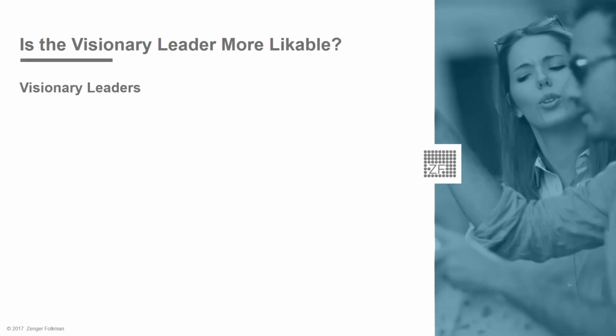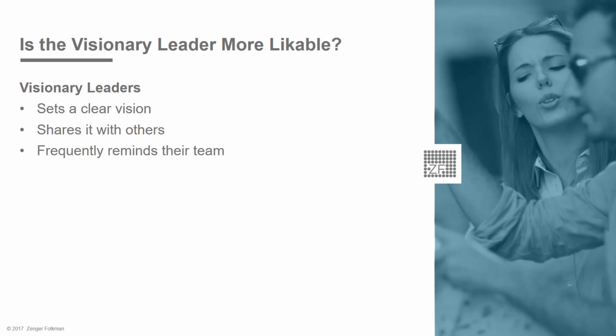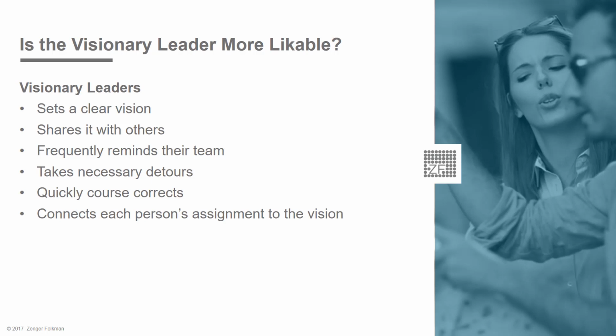What do these visionary leaders do? Well, they're good at setting a clear vision. They are willing to share it with other people. They talk about it frequently in staff meetings, in the memoranda they send out to the organization. They are willing to make a necessary detour when it isn't working well. But they are very effective at connecting what individuals are doing to that broader vision. So we like leaders who give us a sense of direction, purpose, help us see the future, and that quality really goes a long way.